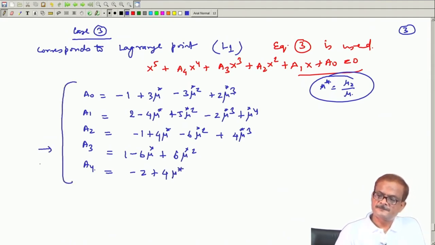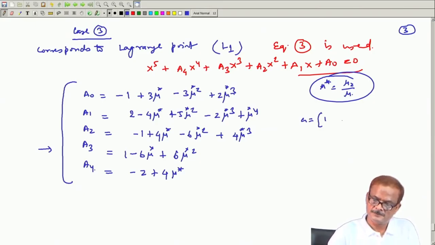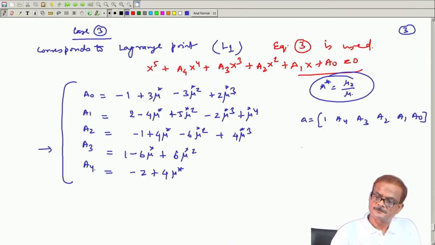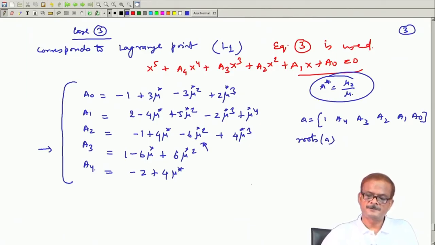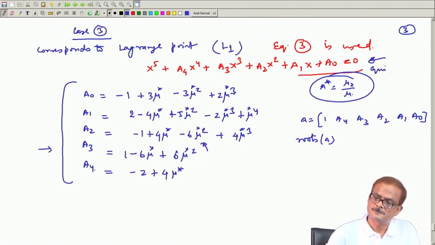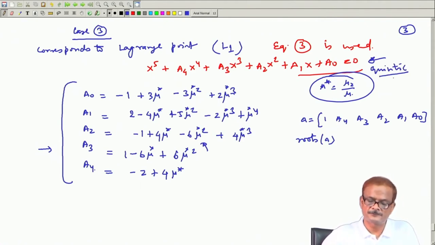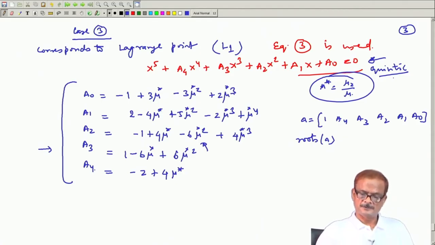So these are the values, and again you define a vector as 1, A4, A3, A2, A1, A0 by supplying the proper value of mu star, and then solve it using the command roots A. It will give you the roots of the quintic polynomial. This is the quintic, a fifth degree polynomial, and after solving this we get these points.